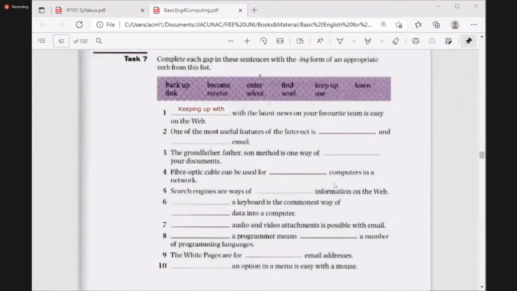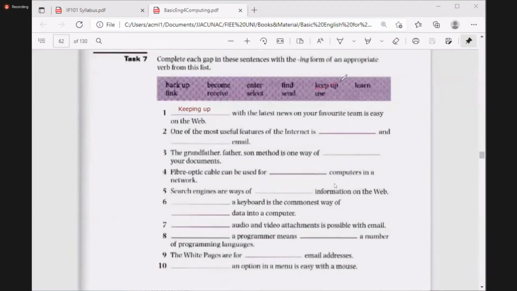So, keeping up well. Keeping up is to maintain yourself informed. Estar al tanto. That is keeping up. Now, one of the most useful features or characteristics of the internet is this and this. So it could be writing and sending, or sending and receiving. What do we have? Keeping up so far is used.